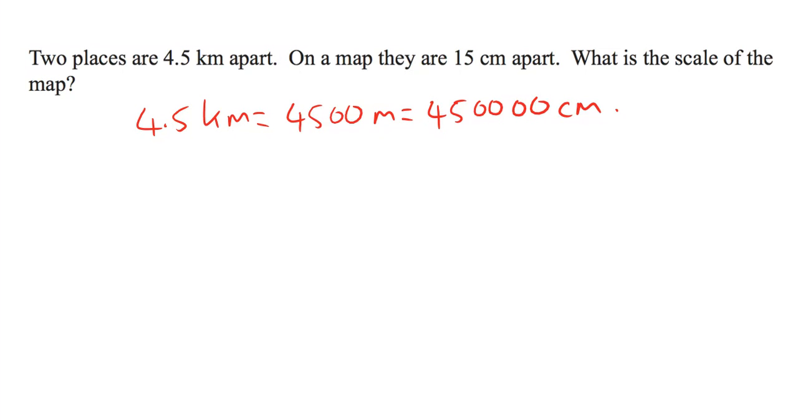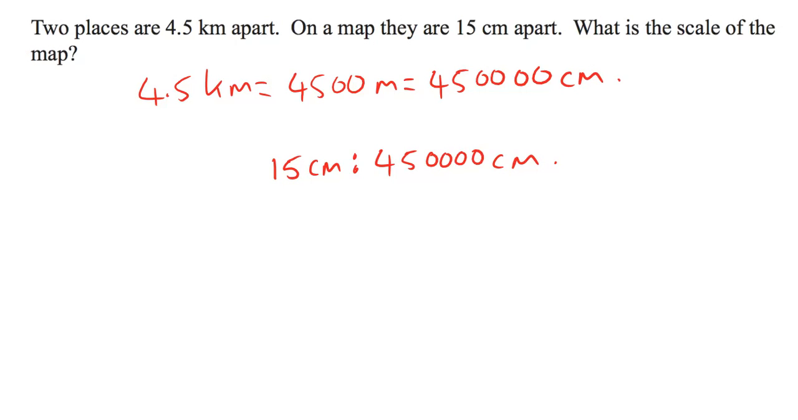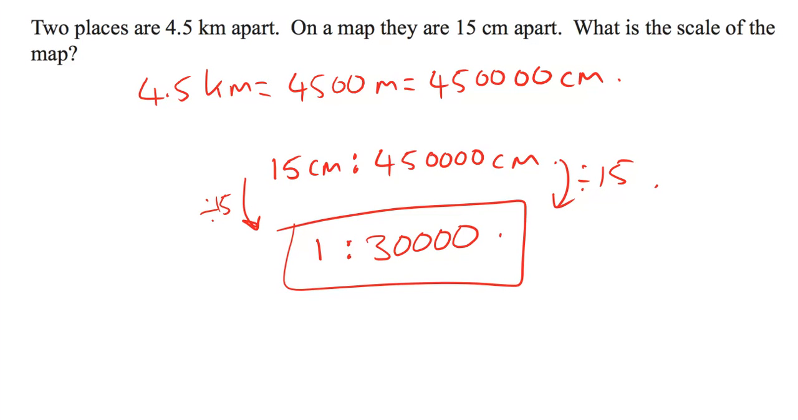Okay, so we've got two things in centimeters. Let's just write this out as a ratio, because we know that 15 centimeters on the map is equivalent to 450,000 centimeters in real life. So our map scale is equivalent to this, but map scales don't have a 15 on the left-hand side. They most often have a 1. So in order to work this out, we better just divide both of these by 15. Obviously 15 divided by 15 is 1, but 450,000 divided by 15 is 30,000. And there we go. We have found our map scale.